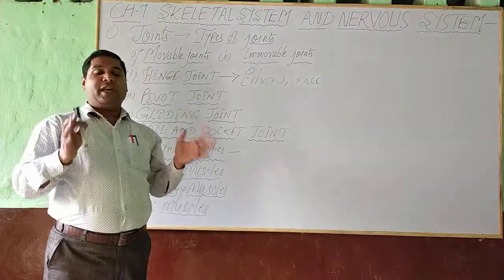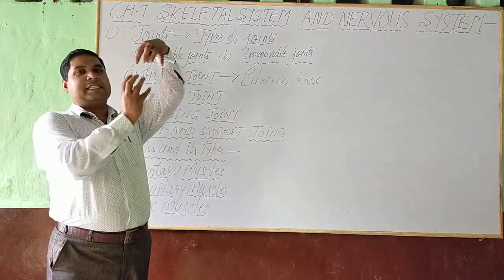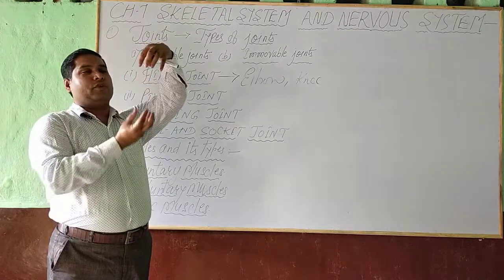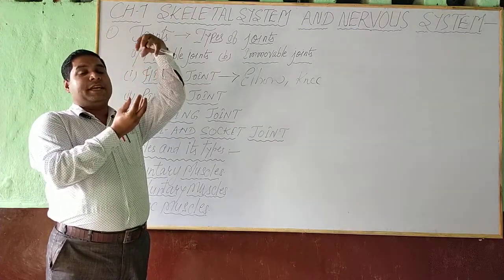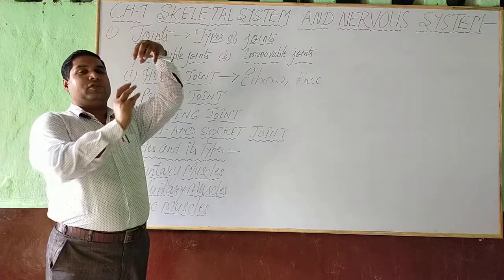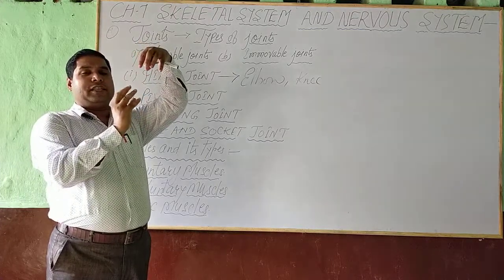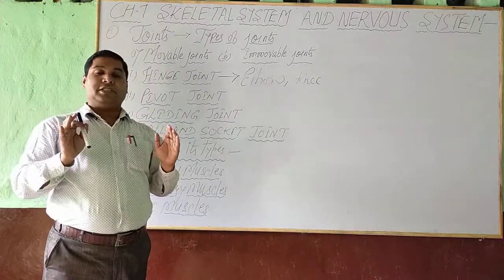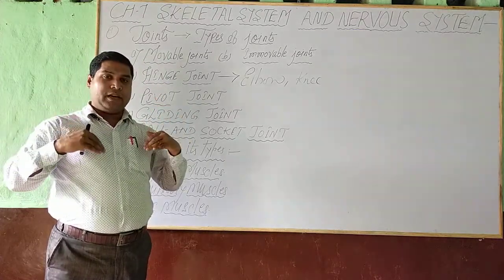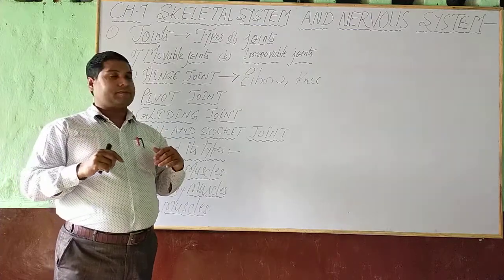So where is pivot joint? The skull is connected with the backbone, and that place is known as pivot joint, means the skull and backbone joint. The joint is known as pivot joint, which helps our head to move side by side and upward and downward.